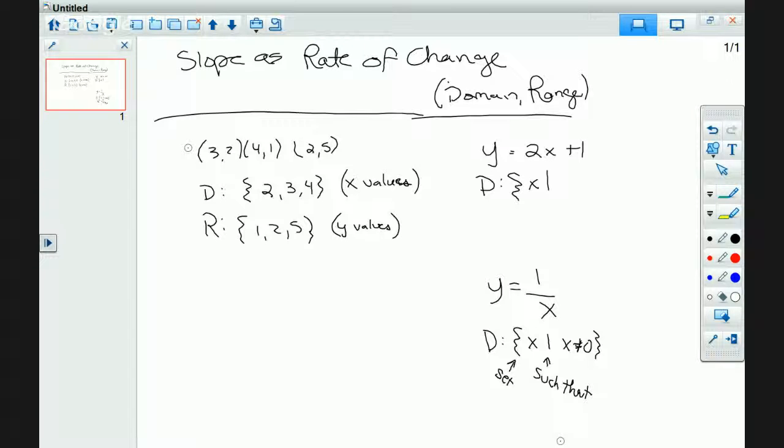So what, is there anything I can't put in this? Is there a fraction with an x in the bottom? No. 2 times 0 plus 1 is 1. I can put 0 in. Anything else you think of? No, these ones are easy. So then we're just going to say that x is in the real numbers. See how those real number sets kind of come into play here?